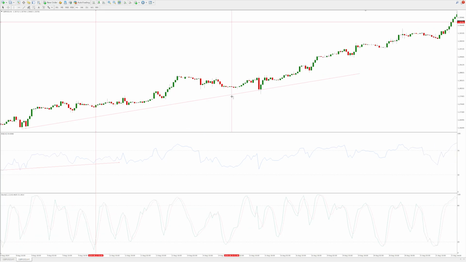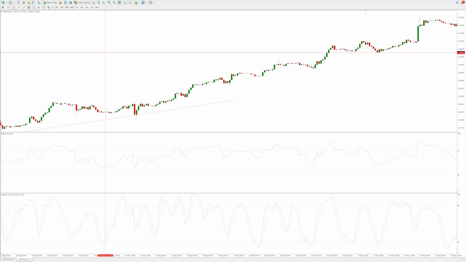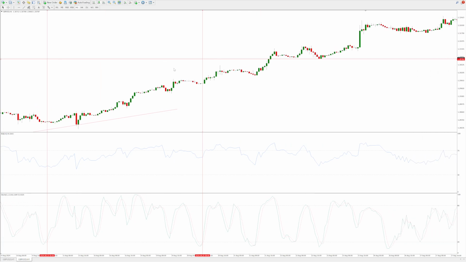Okay, let's look for a stochastic crossover. So we had that one. What others have we got? Stochastic crossover, remember, in the oversold zone. Stochastic crossover, oversold, going upwards. RSI still not overbought, so potential entry point there. Trend lines as always, we're still going in an upwards direction.